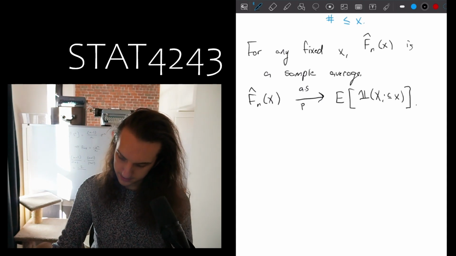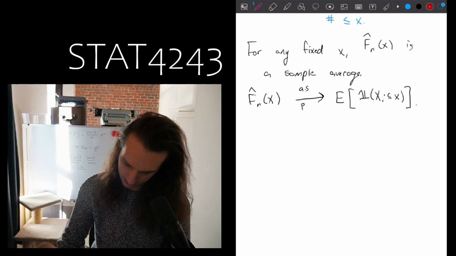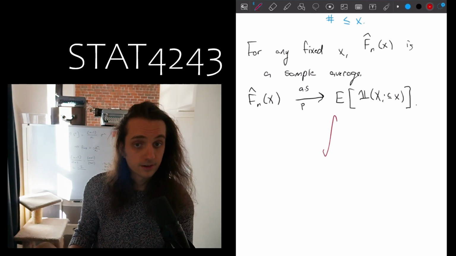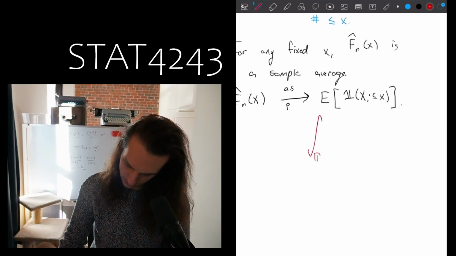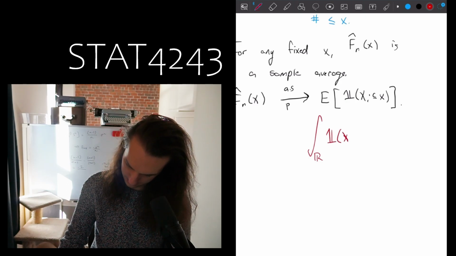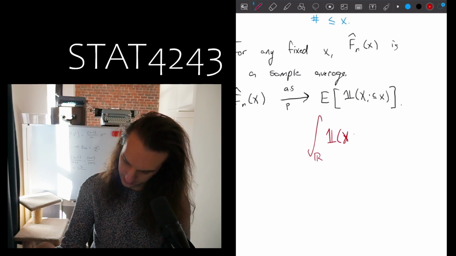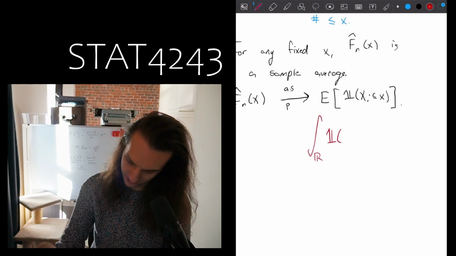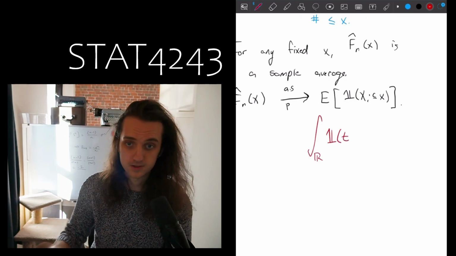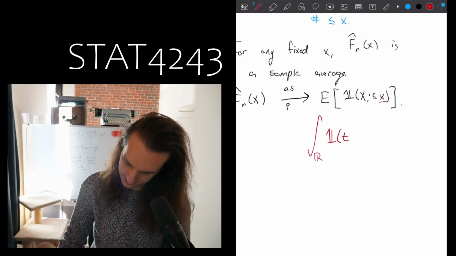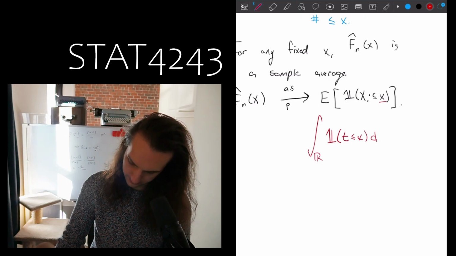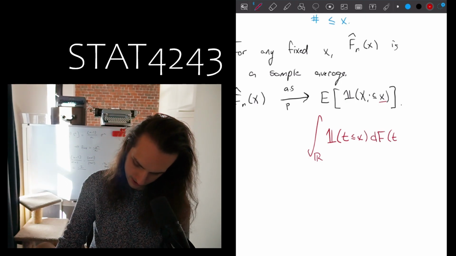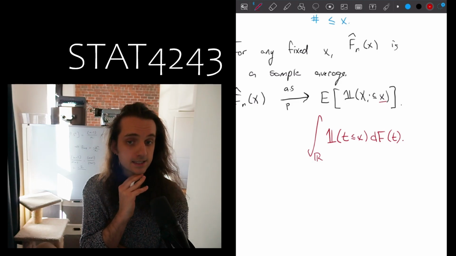And if you think about what this expected value is, we could actually write this out as an integral. So the integral here is going to be the integral over the real numbers of this expectation. I will take a different integration variable, I'll integrate over t, just because we have this x here. So it's going to be the function t less than or equal to x. And then we can use this notation that we've been talking about, because we're integrating with respect to this CDF.